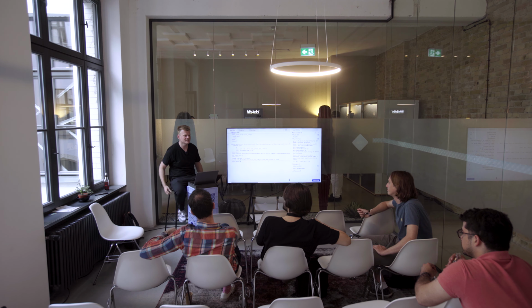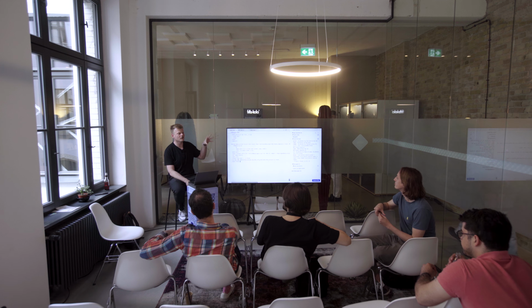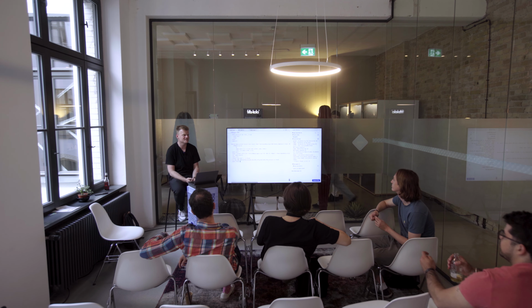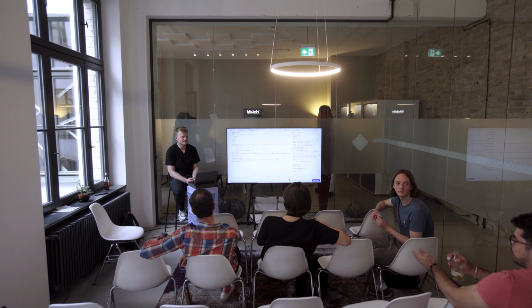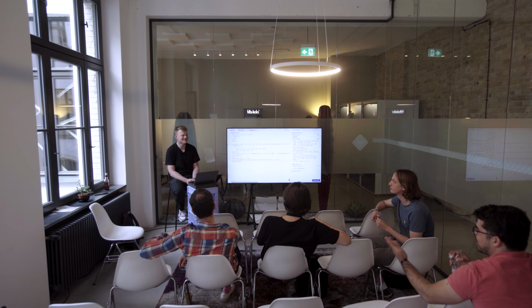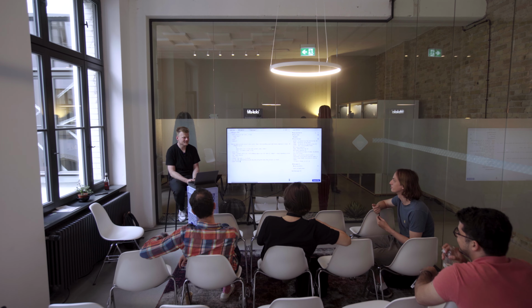I have an actual check on my CI saying that this property is still satisfied. You can finally prove the difference between a bug and a feature. Yeah, I think that's really cool. Yeah, exactly.